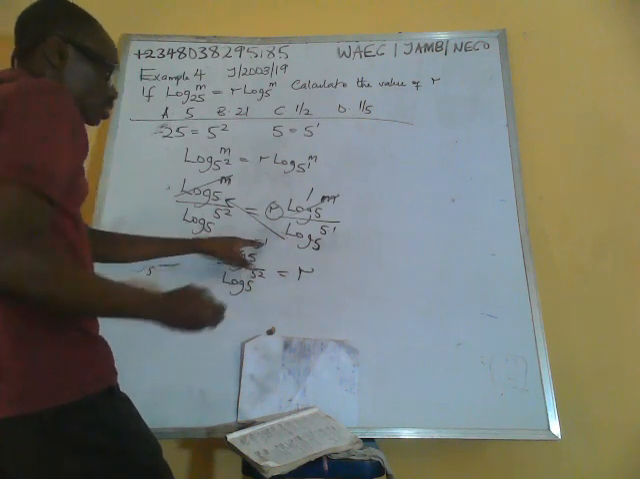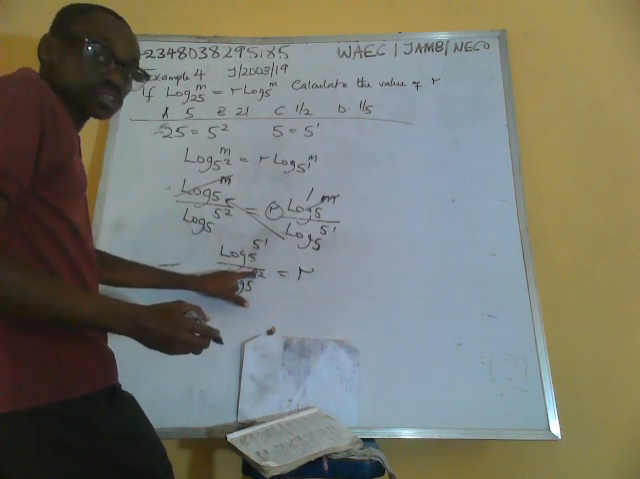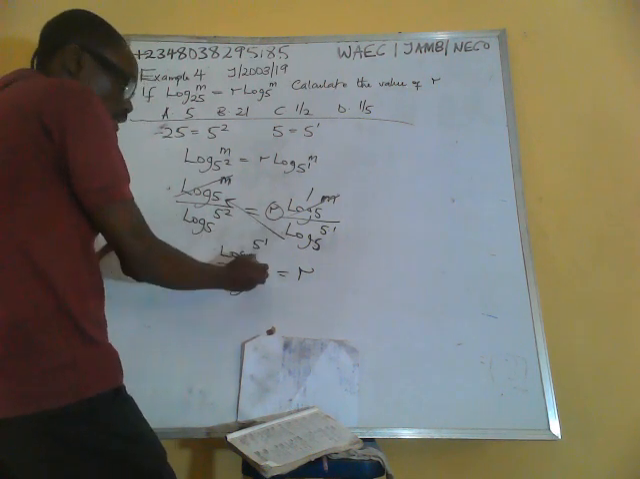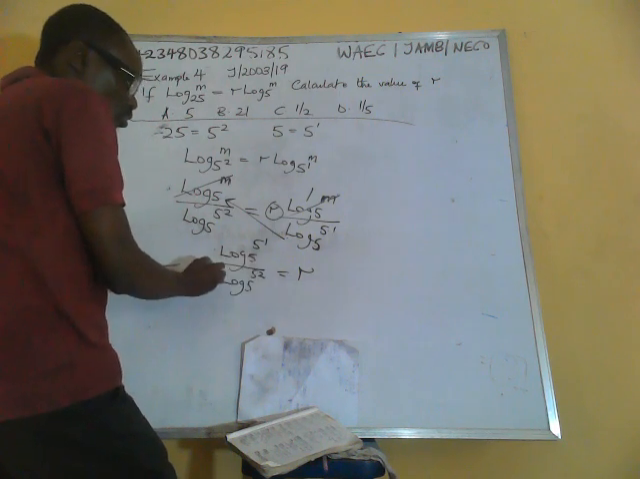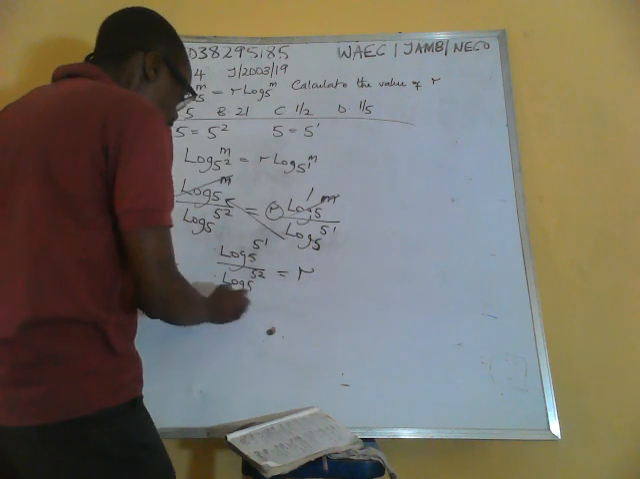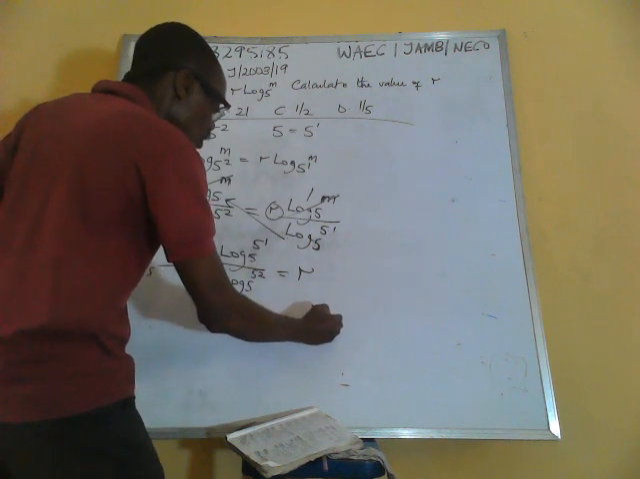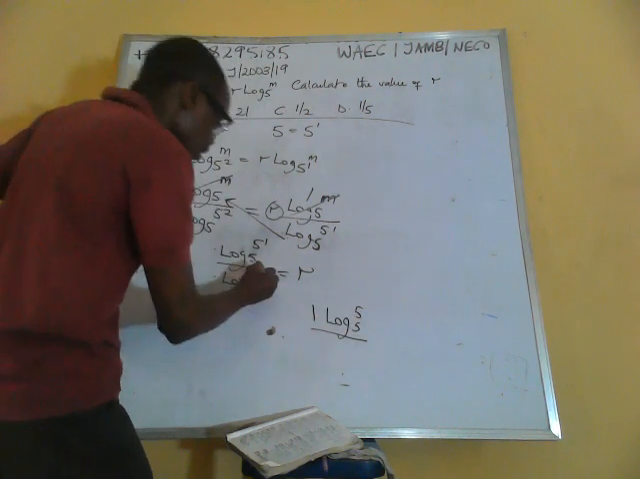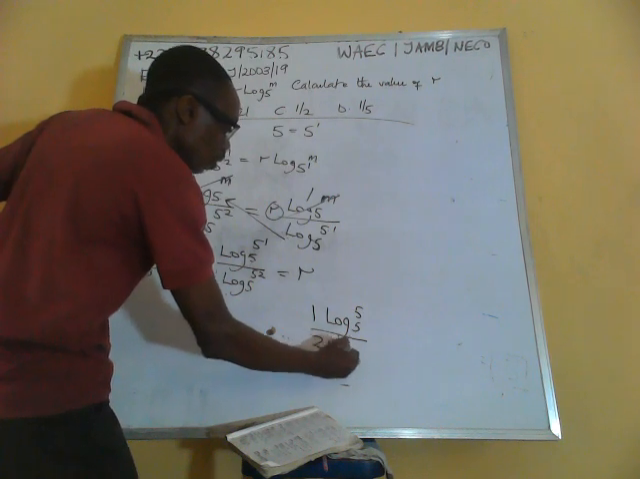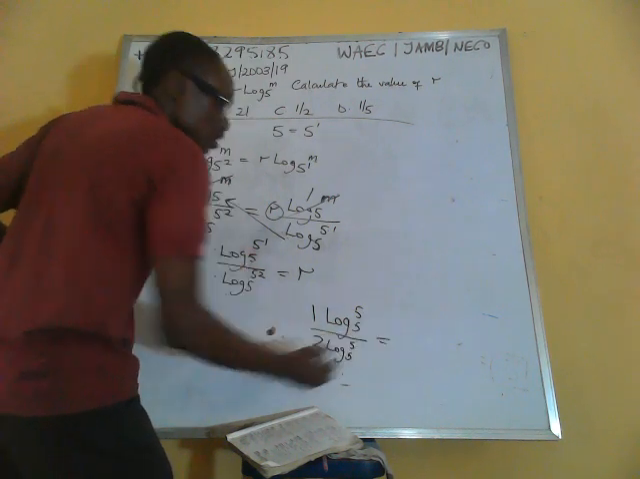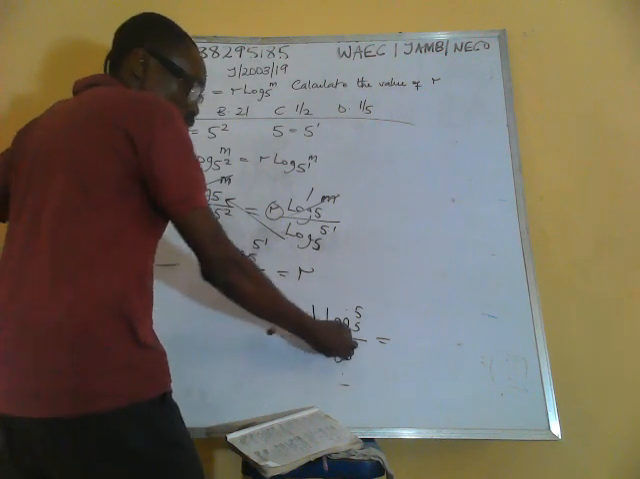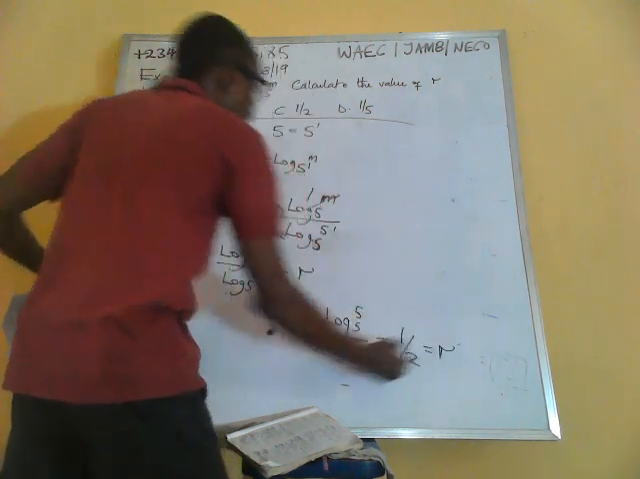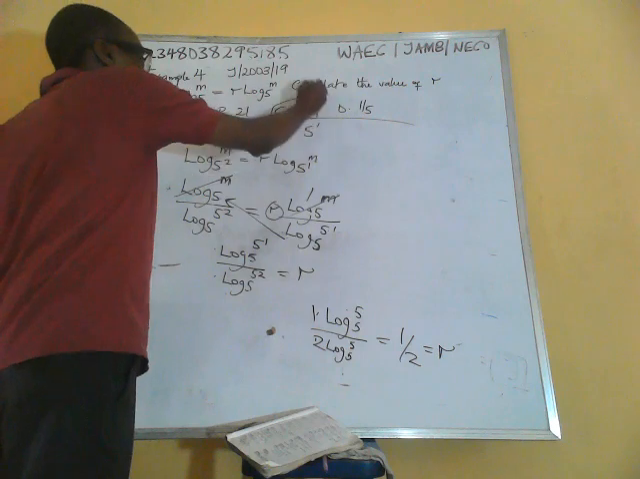So log 5 raised to power 1 base 5 over log 5 raised to power 2 base 5. The power that the 5 is carrying can go behind the log. So this can then be written as log 5 base 5 all over, the 2 goes behind, 2 log 5 base 5. Log 5 base 5 is 1. So at the end of the day, what we have there is a half. r is equal to a half, which is option C.